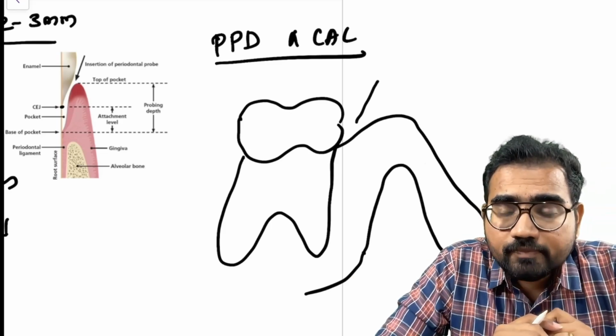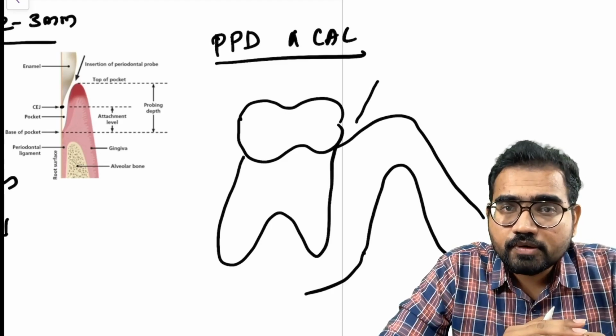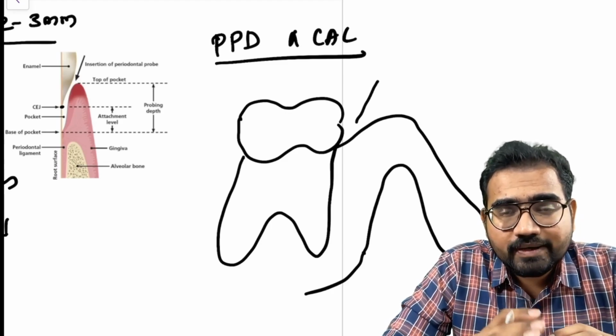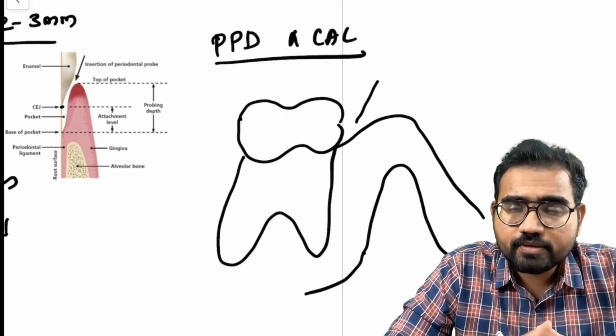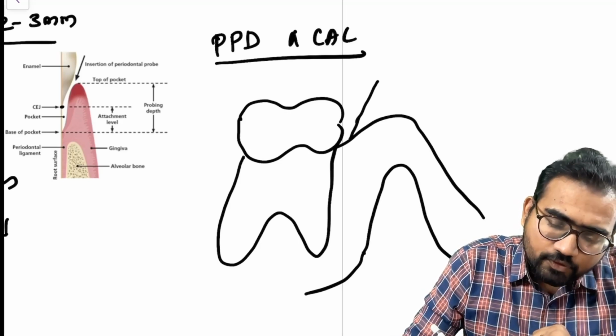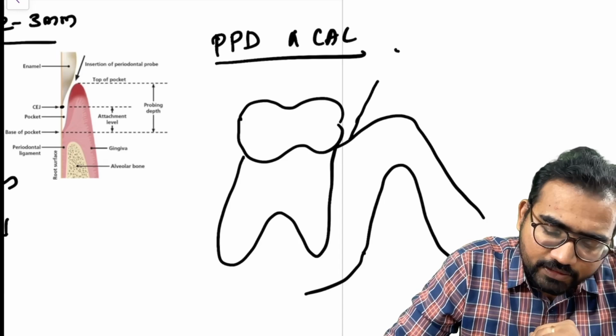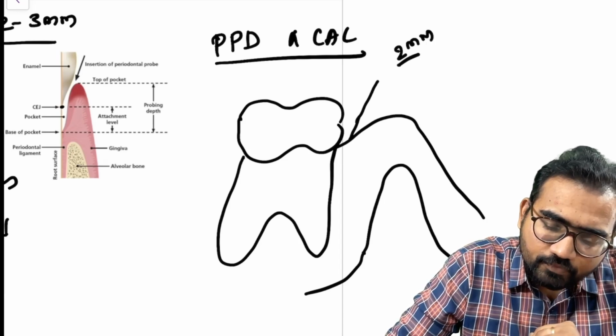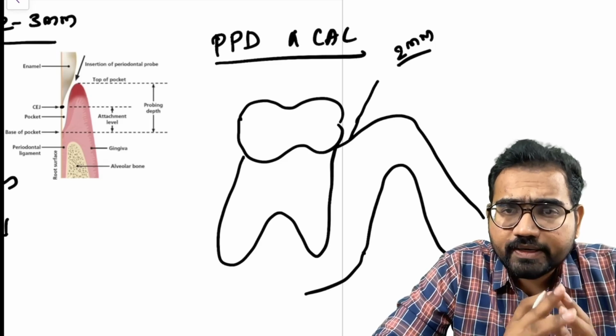What is a Williams probe? A Williams probe is a first generation probe. You have markings from 1 to 10 except 4 and 6. Why? To avoid confusion. So I'm going to insert the Williams probe and mark the probing depth. Let us assume 2 mm, and I'm going to write it as normal.